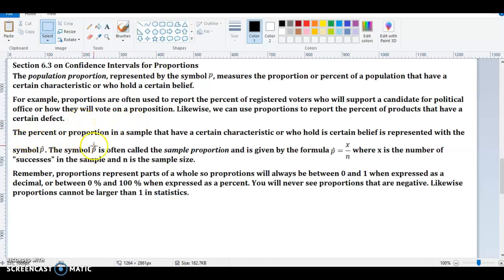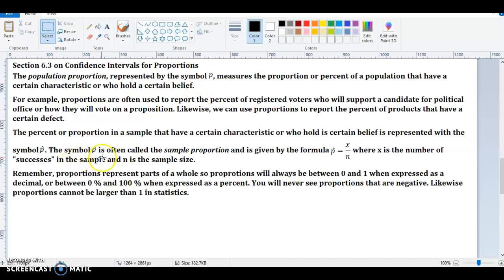The percent or proportion in a sample that have a certain characteristic or who hold a certain belief is represented with the symbol p hat. If we're talking about a proportion from a sample, we use the symbol p hat, with a little caret on top of it. But if we're talking about the proportion of an entire population, we use the symbol lowercase letter p.